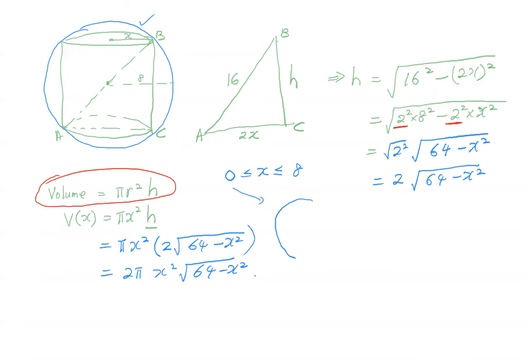That means when x is 0, the situation will be like that. This is a sphere, correct? The cylinder will look like this. When x is 8, correct? This is a sphere. The cylinder looks like this. One straight line. Are you clear? So the volume is 0. So when you draw the sign diagram, make sure you draw it within here. Are you clear?